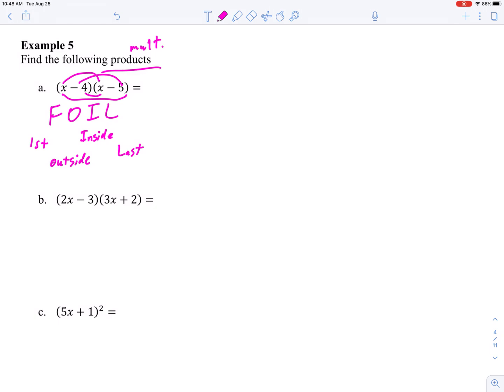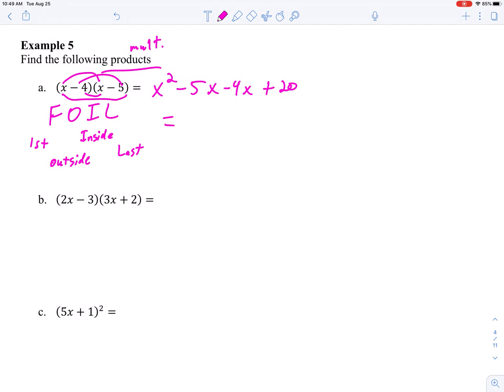Okay, so first term times first term is x squared. The outer terms, x times negative 5, is minus 5x. Inside terms, minus 4x. Now be careful on the last times last, because it's negative 4 times negative 5. Negative times negative is positive. Okay? Alright.